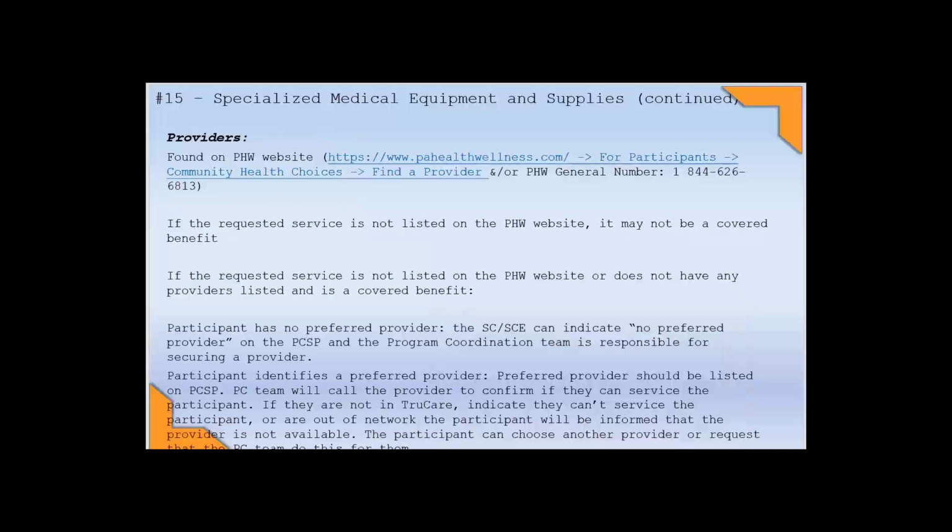Same kind of reminders here. And this is set up the same way as the other service, talking about if the participant has a preferred provider and if they don't have a preferred provider, the different avenues you can go through.